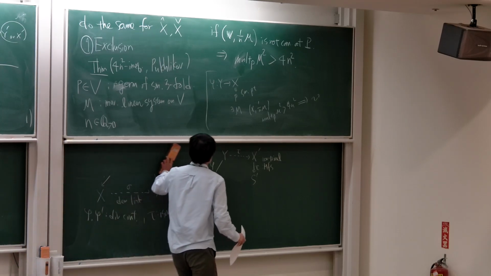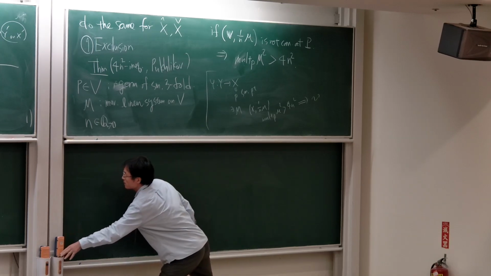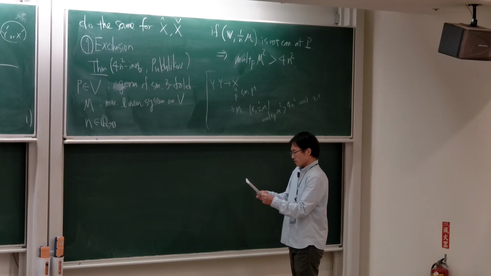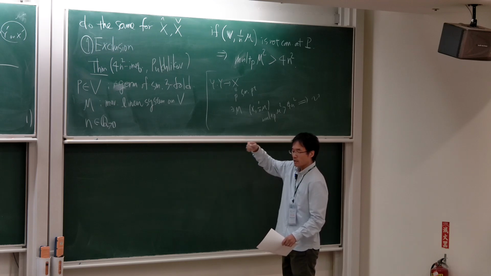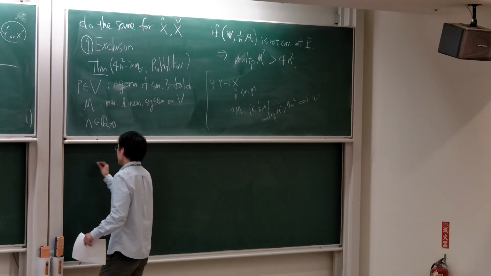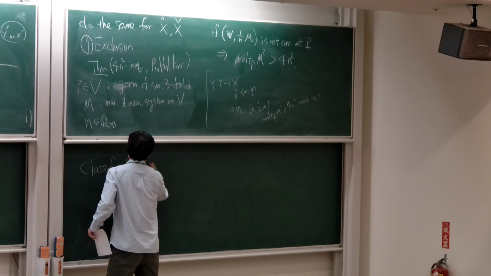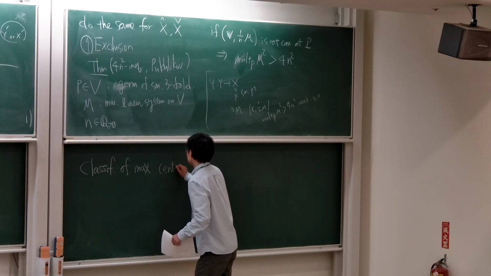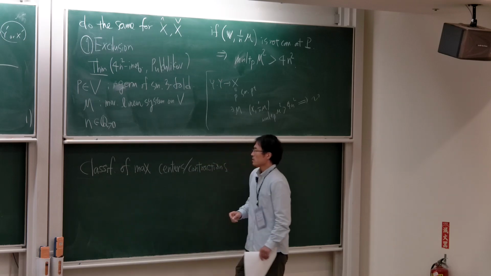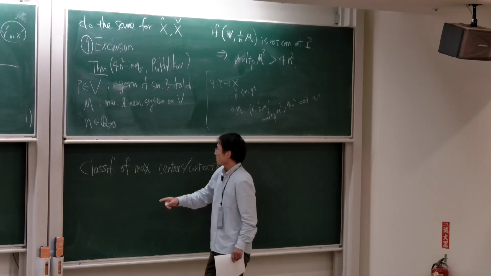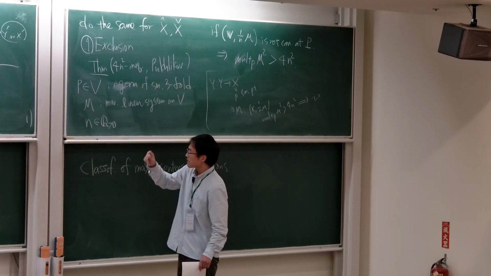So this is the most basic method to exclude smooth points as a center of maximal contraction. We have some variants for the singular cases or the case of curves. So I explained the classification of maximal centers or contractions of X and the other models.